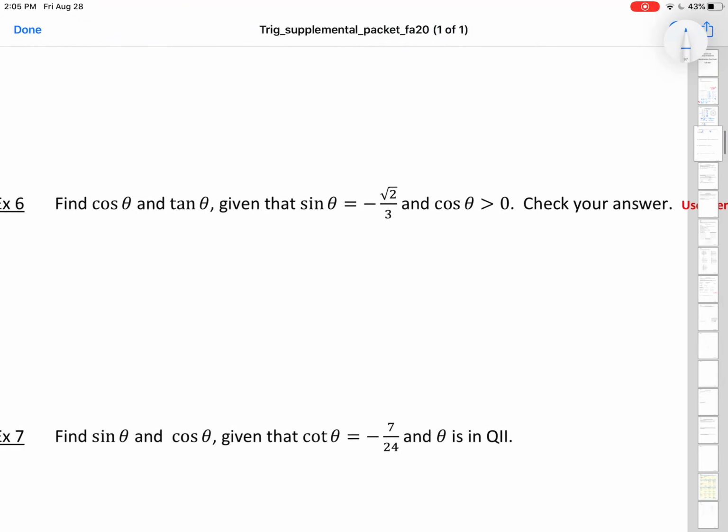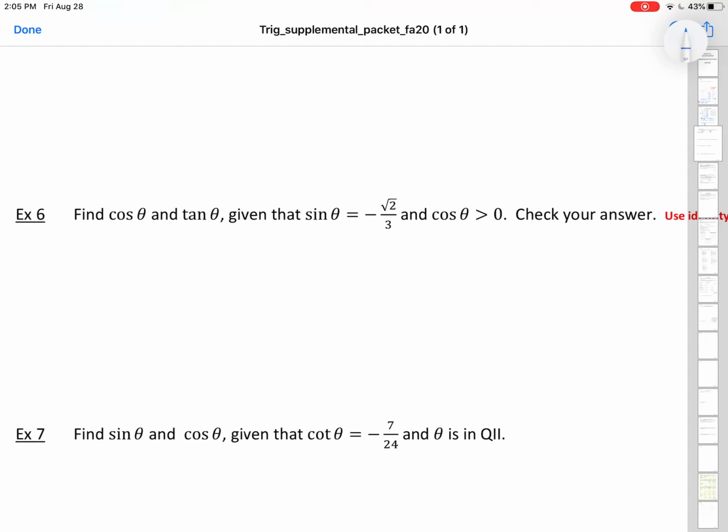So here's what they like us to do in exercise 6. They'd like us to find cosine and tangent given that sine theta is negative root 2 over 3, and cosine theta is positive. So the sine's negative, but the cosine is positive. All students take calculus: cosine's positive, but sine's negative, so it's got to be in quadrant 4. So it's a fourth quadrant angle. That will help me.